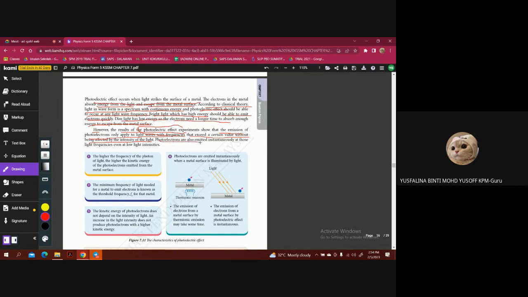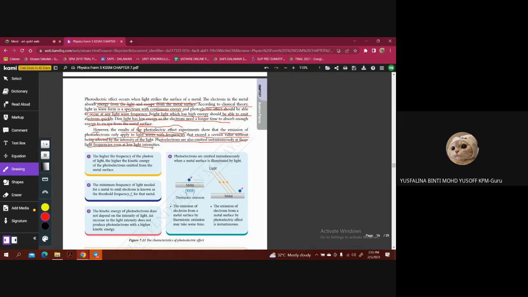So the photoelectron is also emitted instantaneously at those light frequencies, even at low light intensity. Even if there is low light intensity but the frequency is higher, the photoelectron can also be emitted from the metal surface. So this one is different from the classical theory. The classical theory says that if the light intensity is higher, of course the energy of light is also higher, so it is easier for the metal surface to emit the photoelectrons. But that is what the classical theory said.